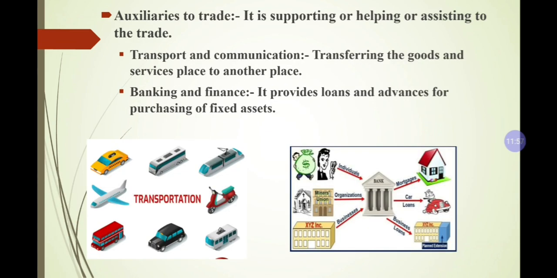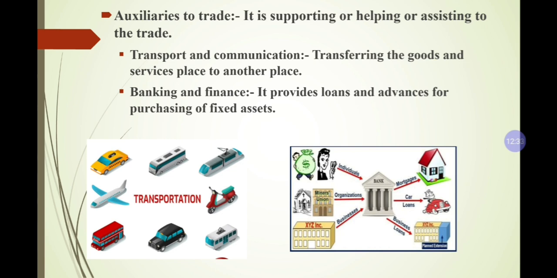Next, auxiliary to trade. It is supporting or helping to assist the trade. Now, transportation and communication: transferring of goods and services from one place to another. Not only goods, even we need to travel from one place to another. We need transportation, for example your aeroplane, train, car, bus, your tractors, everything. So for moving goods and people from one place to another, transportation is important.